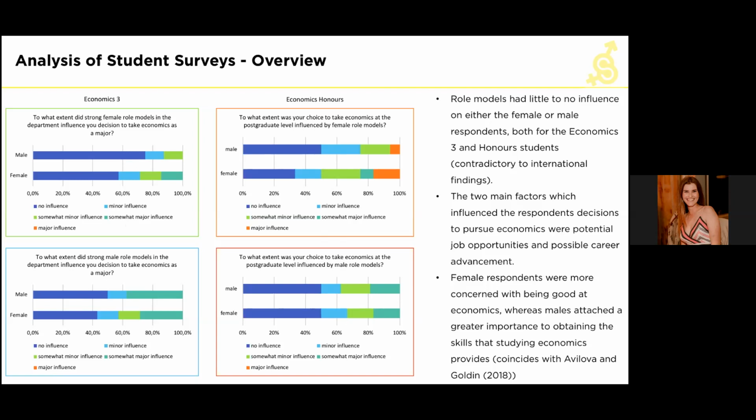The 2 main factors which influenced the respondents' decision to pursue economics were actually the potential for job opportunities and possible career advancement. The female respondents were more concerned with being good at economics, whereas males attached a greater importance to obtaining the skills that studying economics provides. This was expressed in both the Economics 3 and Honours student surveys, and it reflects the basis of Avilova and Golden's paper, which concludes that women are more likely to pursue a subject in which they excel, whereas men are more likely to pursue that which provides them with the skills to benefit them in the future.